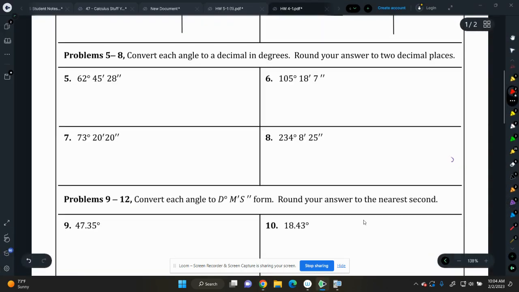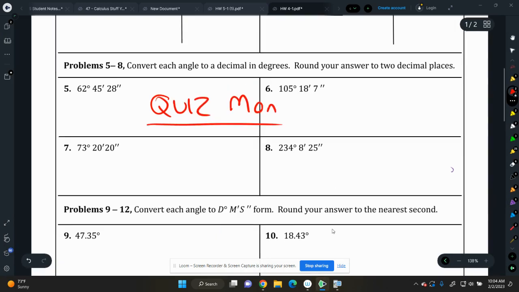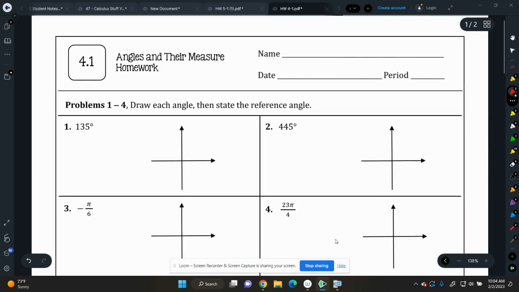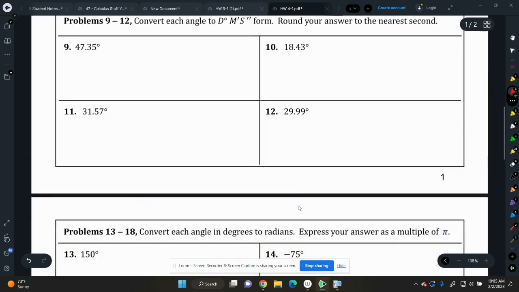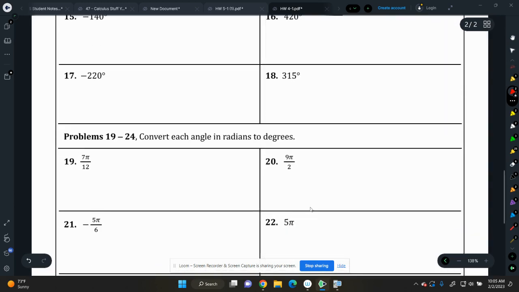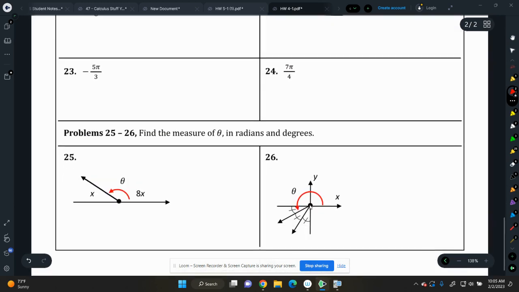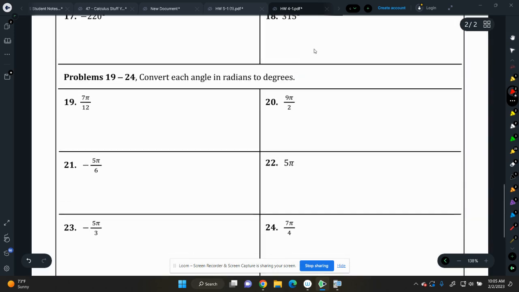All right. Quiz Monday. And the quiz Monday will basically be on everything that this worksheet was on. Right? Your reference angles, converting between radians and degrees, and then DMS. So everything that this homework was on, your quiz will be on. Questions? Okay.